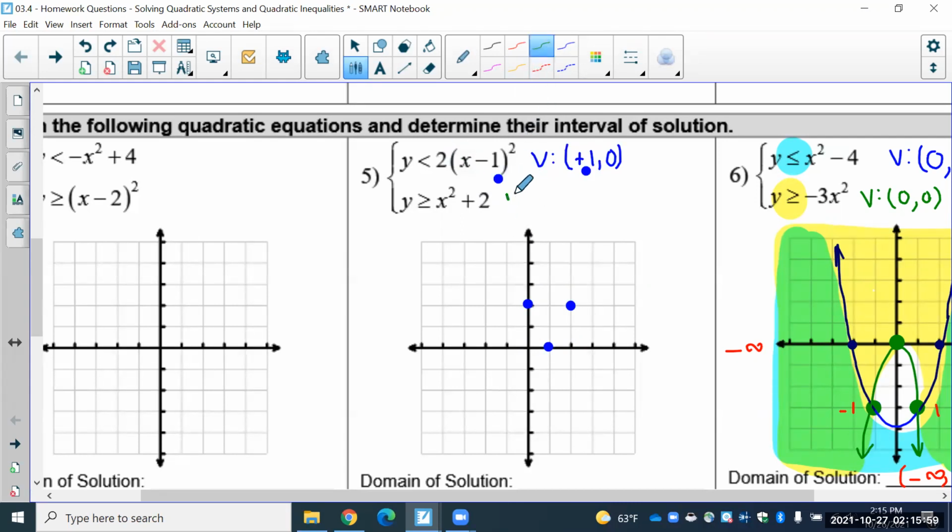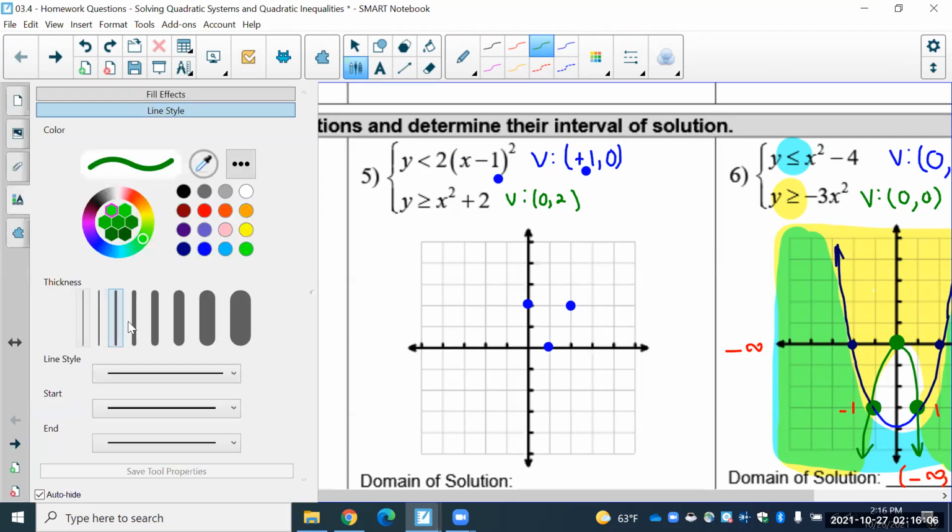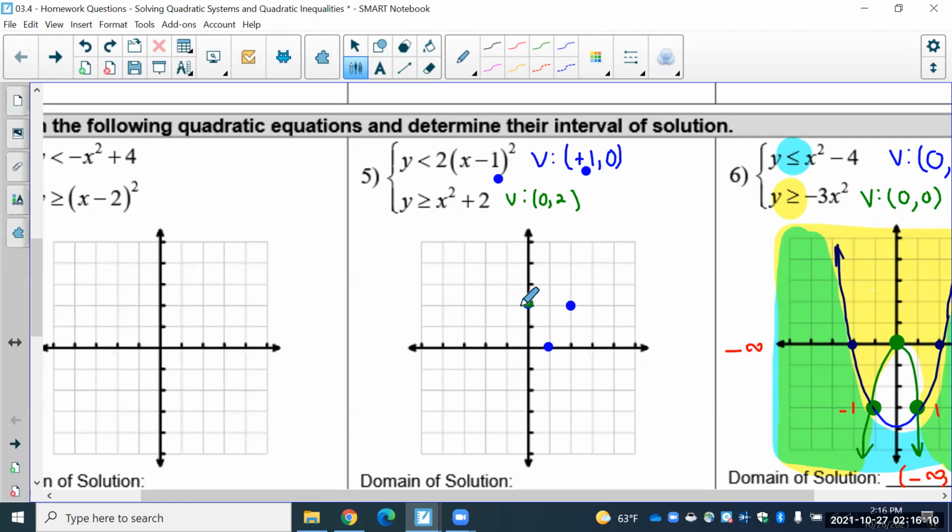And don't forget here, my vertex is going to be 0, 2, because when there's no parentheses, there's no b or h. So I'm going to grab that one on the y-axis right here. You can see that intersection point. It's going to be important in the answer. We're going to go left 1, up 1, left 2, up 4, right 1, up 1, right 2, up 4. And then I'm going to draw my graphs.